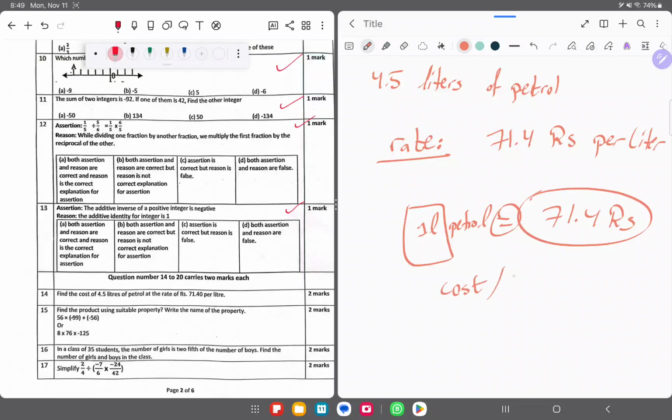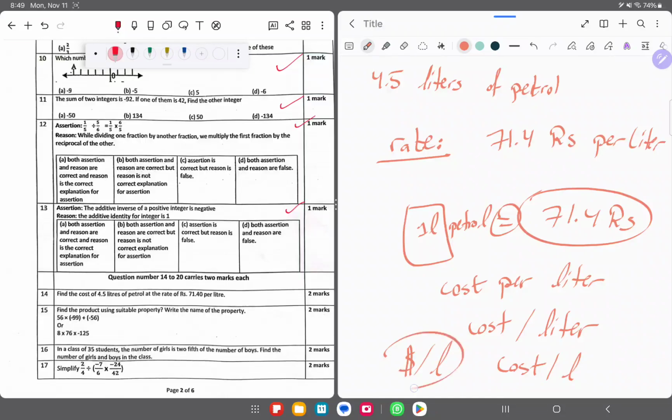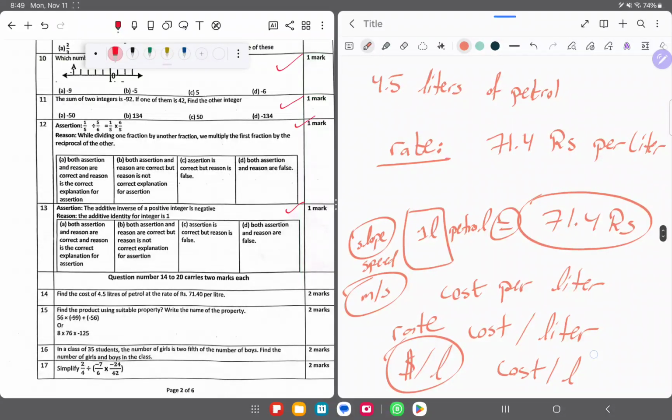So cost per liter. Dollars per liter. Rate. Meters per second. Speed is a rate. And slope is a rate. Everything, all of these are rates. Okay, so 1 liter would cost 71.4 rupees.